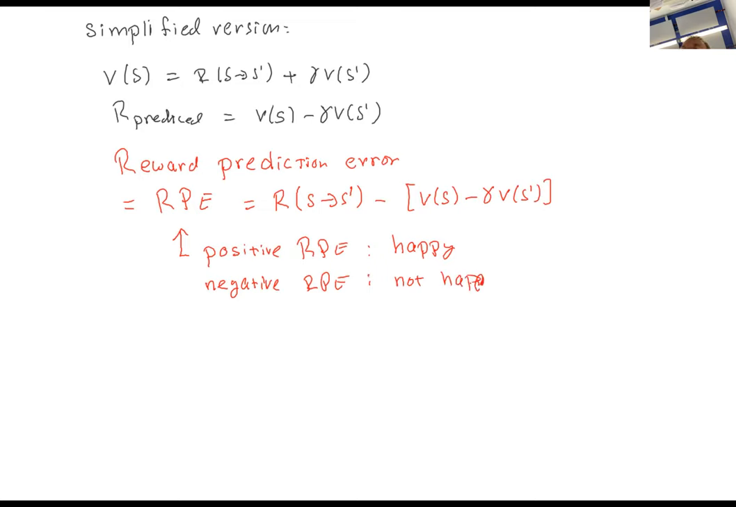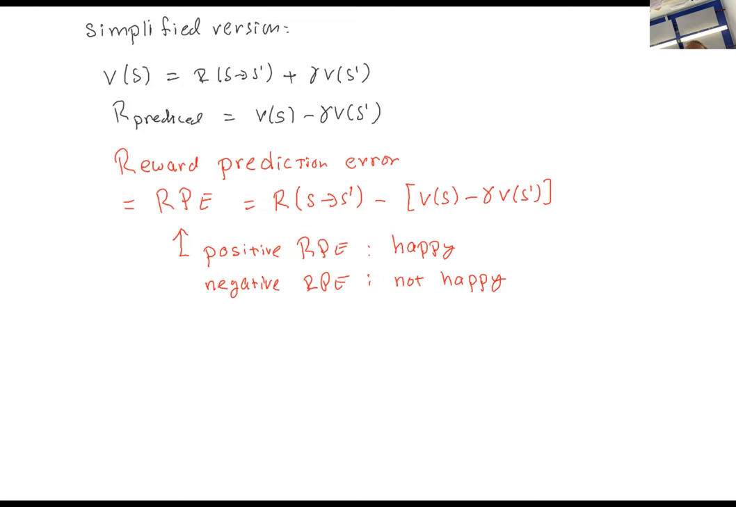And that turns out to have rather profound implications. It's a really, really simple idea. It explains a lot of behavior. It's actually really useful for organizing what you do. And so what one can do is use the RPE to update your values.